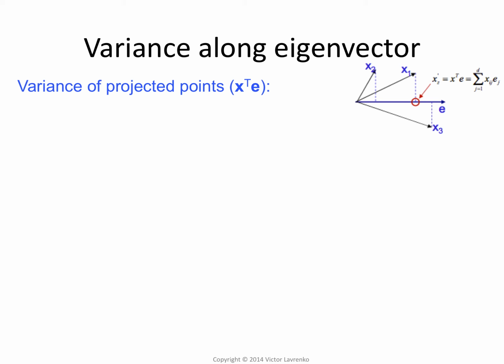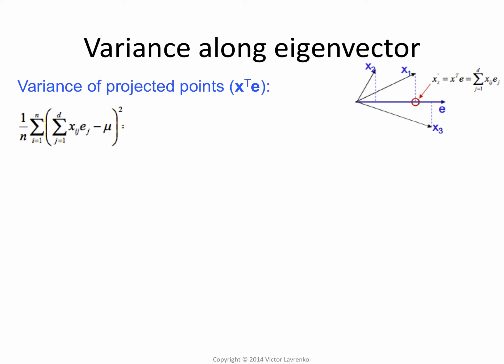Now there's something even cooler. Remember, we're trying to maximize the variance along that dimension. So now we determined that the dimension that maximizes the variance must be an eigenvector, right? So what is the variance along that eigenvector? Let's actually compute the variance. Again, E is our eigenvector. We're projecting all the data points onto that eigenvector using dot product, and now we just want to look for the variance of the projections.